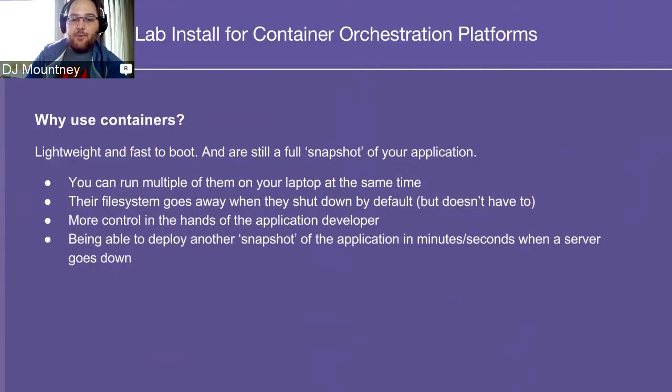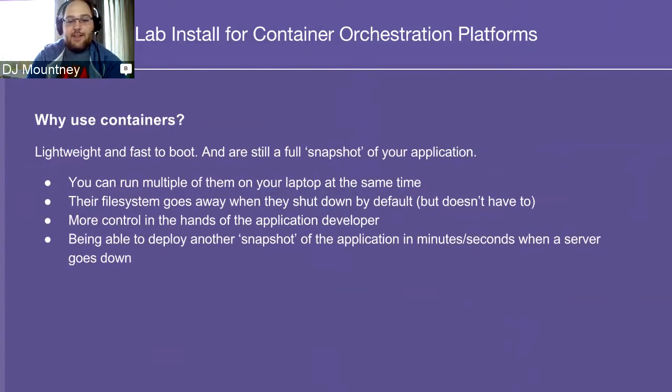So an example of that would be making sure that the exact right version that you want of Ruby, for example, is included in the Docker image in the container when you're running it, and not having that have to be something that the person deploying it has to think about. And then being able to deploy another snapshot of the application in seconds or minutes, in the case of GitLab, because we're kind of heavyweight, when a server goes down.